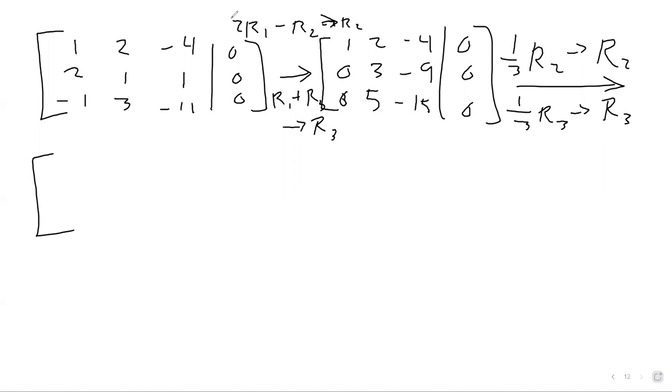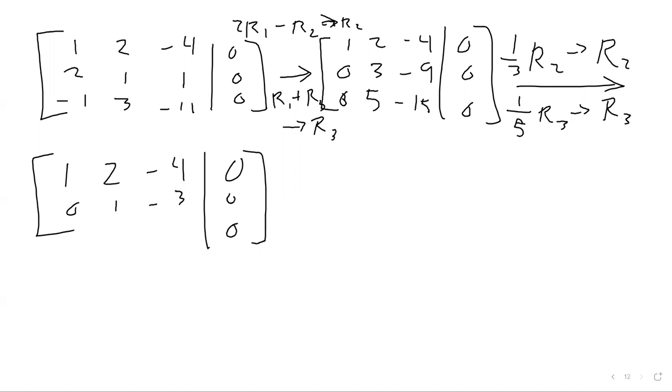Excuse me, make that 1/5 of row 3. So try to simplify these. And then we can take row 2 minus row 3 and store that in row 3.